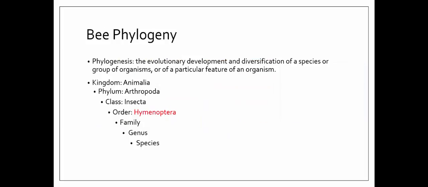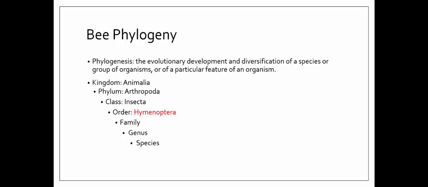Now we are going to move into other bee species you could come across in Texas. These bee species cover a wide range of classification, so in order to appreciate their diversity, it is important to have a general idea of how organisms are organized based on their relation to other organisms. Phylogenesis is the classification system used to categorize closely related organisms. Its exact definition is that it is the evolutionary development and diversification of a species or group of organisms, or of a particular feature of an organism.